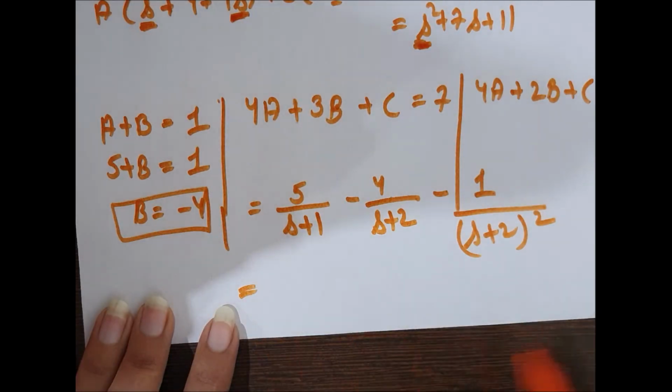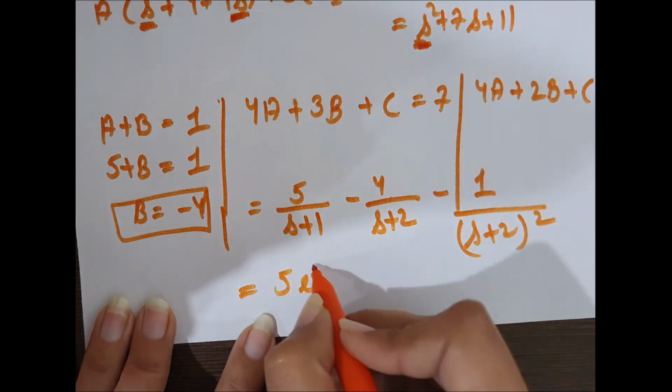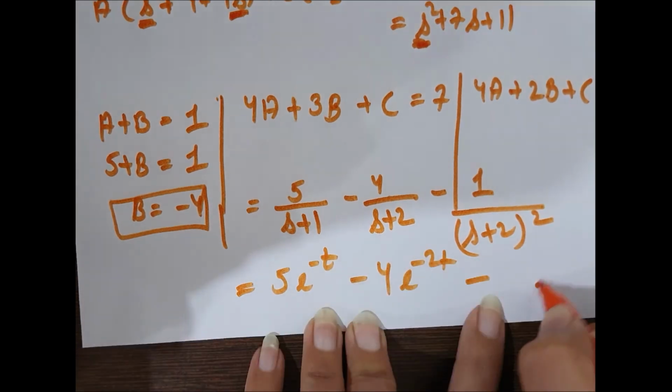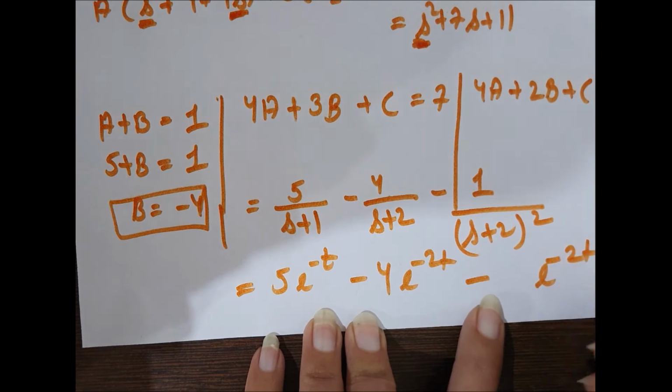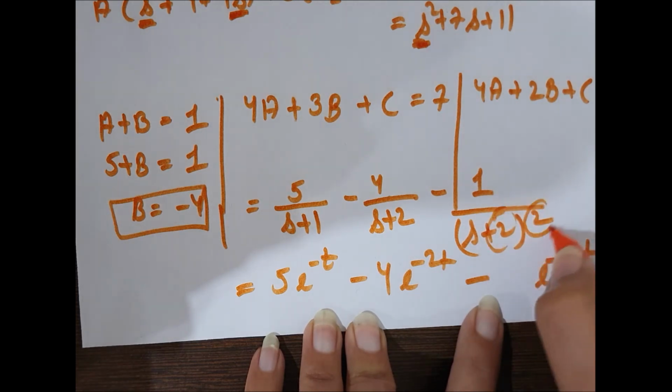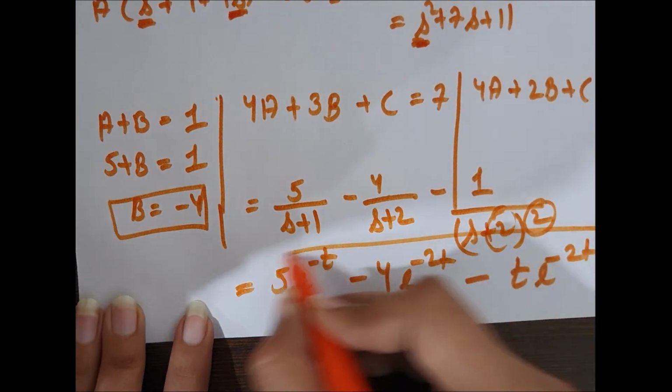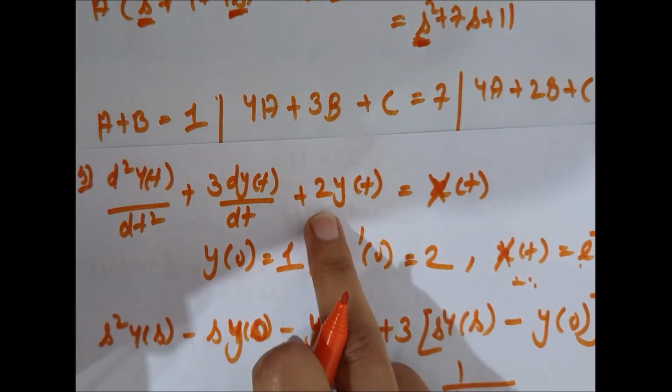Its inverse Laplace transform comes out to be 5 exponential minus t plus 4 exponential minus 2t, and exponential minus 2t due to this and due to this, t exponential minus 2t. So this comes out to be the solution of this differential equation.